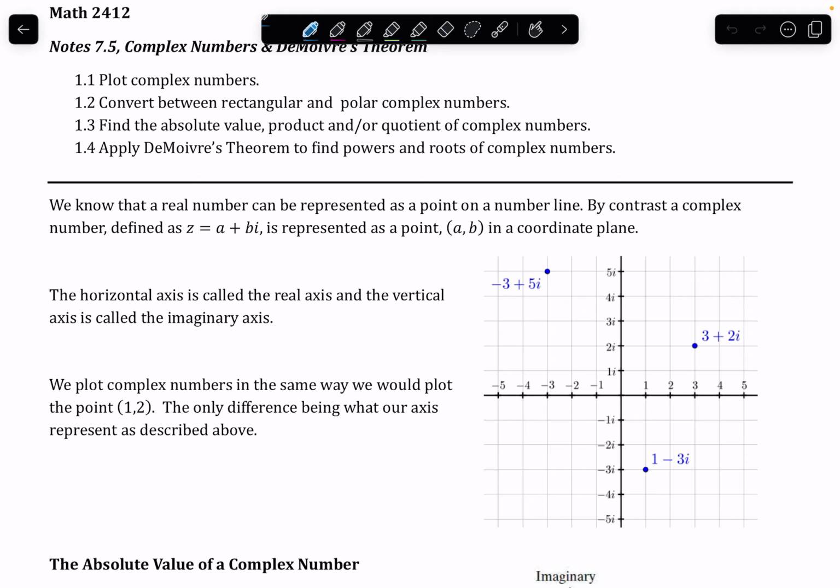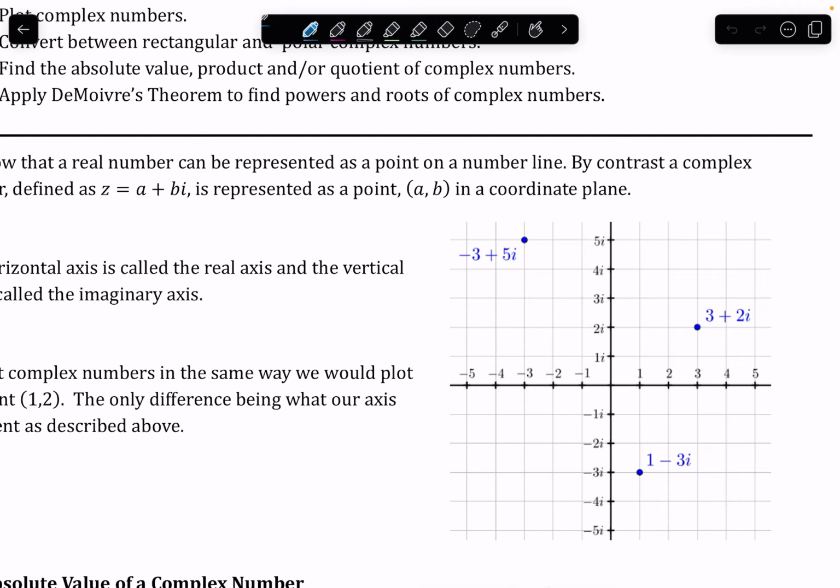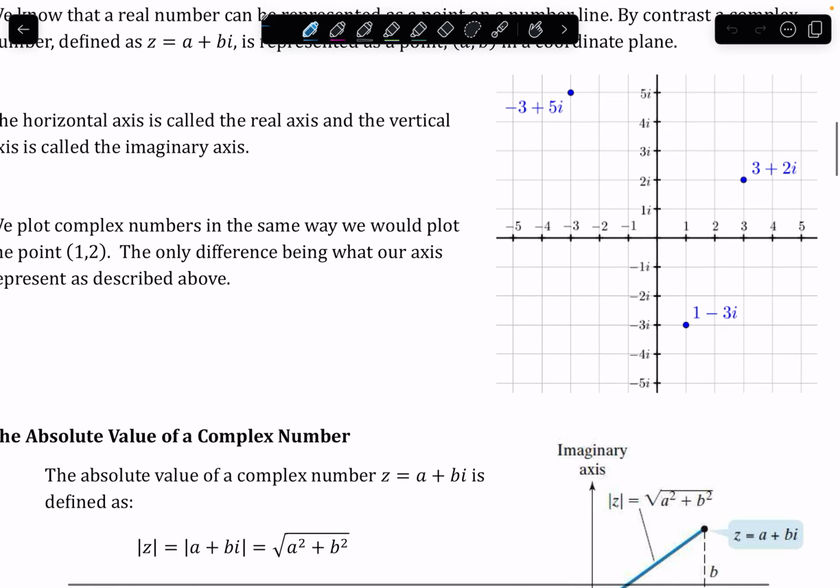So it looks very similar to rectangular coordinates, with the exception that the y-axis is now your imaginary axis. So you have a real axis and you have an imaginary axis, but they work the same. Right positive, left negative, up positive, down negative.